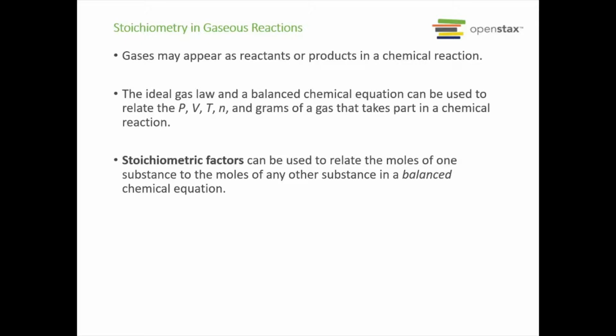Your book just kind of touches on this. It's something to be aware of, that it might pop up. Gases are reactants and products in chemical reactions. So you can use the ideal gas law and a balanced chemical equation to relate pressure, volume, temperature, and moles and grams of a gas in a reaction. Remember, we have mole fractions, we have balanced reactions. If you know the grams of something that you used or that you made, then you can get the moles of it, and then you can use the ideal gas law. So don't forget, these all relate to each other. You can also use these stoichiometric factors to relate the moles of the substances. We've used that before, and then again, you can use the gas law.